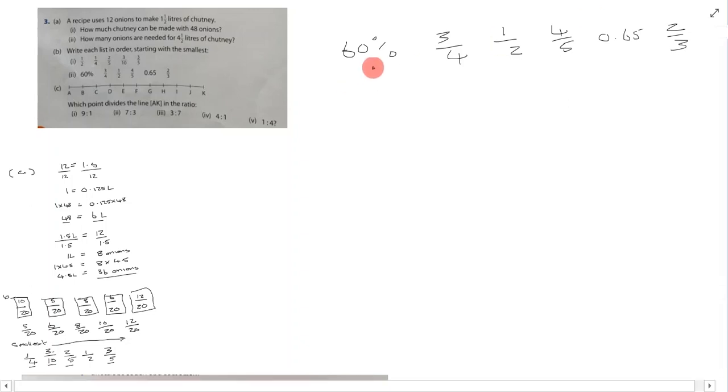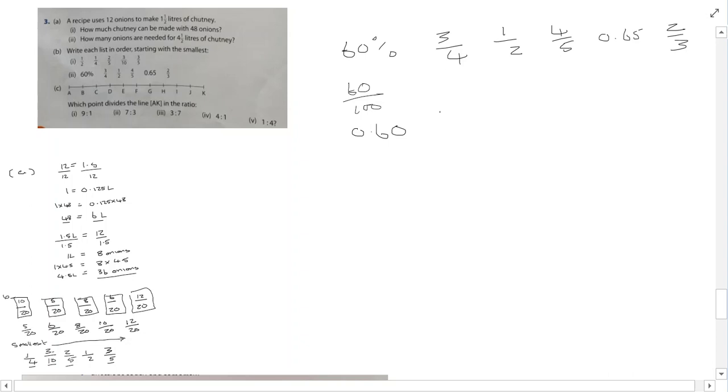Okay, so let's have a look at this one. Again, it's the same type of question as question B. What you're being asked to do is list these in order from smallest to largest. The easiest thing to do would be to change everything into decimals, and then we can compare them. So if we take 60%, what does 60% mean? It means 60 over 100. If we divide 60 by 100, it's equal to 0.6. In order to take a fraction and change it into a decimal, you divide the bottom into the top.